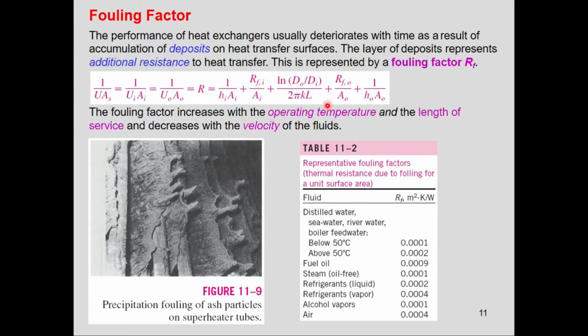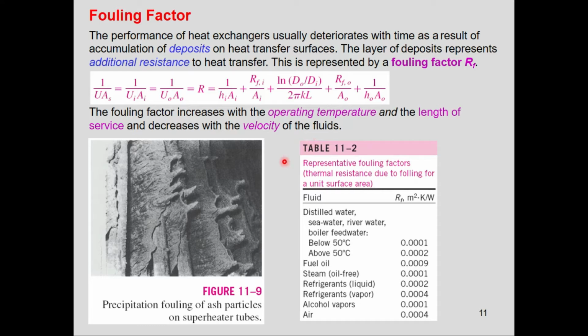So pay attention to my words, I will repeat it again. This is the resistance which is due to the deposition of salt on the inner side of the inner tube, right, or this is the additional resistance which is provided by the accumulation of salt on the outside of the inner tube, right. So this fouling factor increases with the operating temperature and the length of the surfaces, and decreases with the velocity of the fluid.